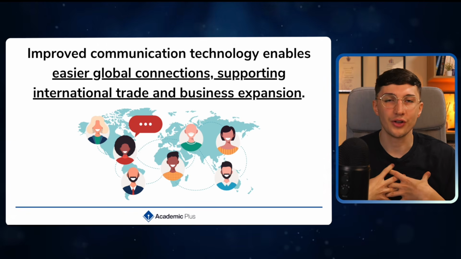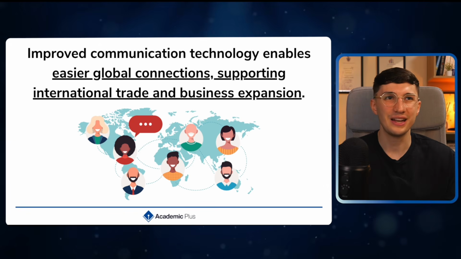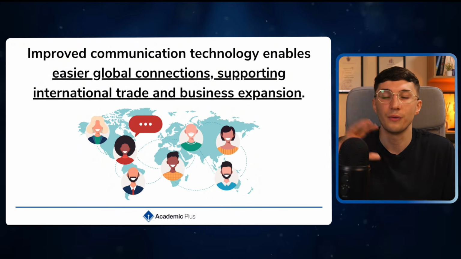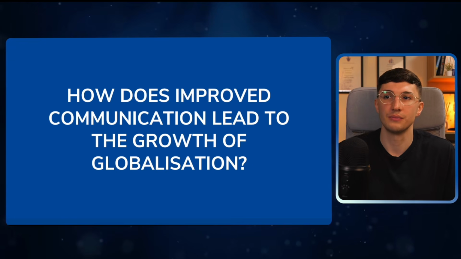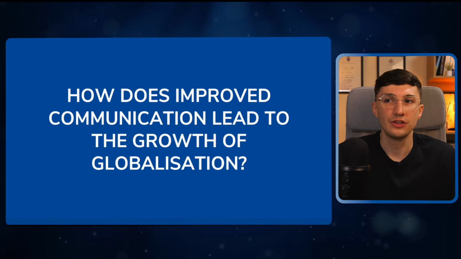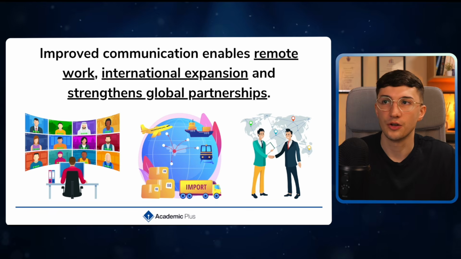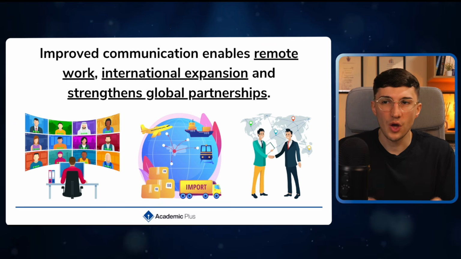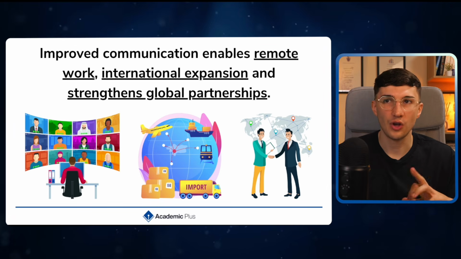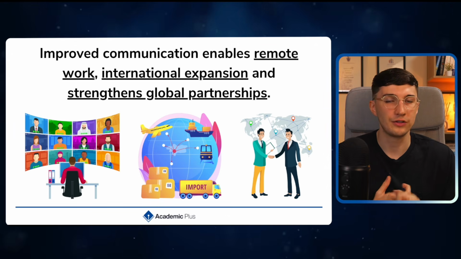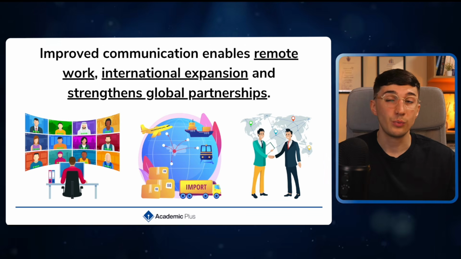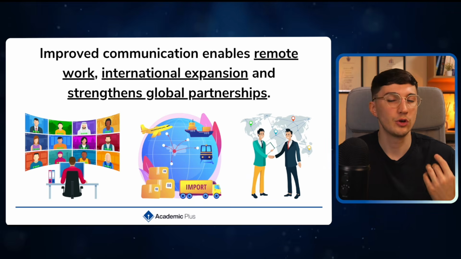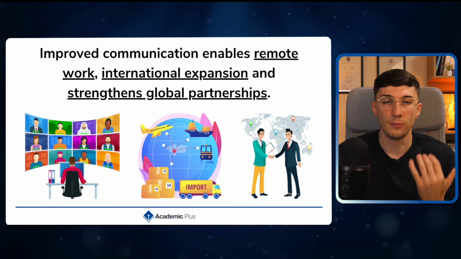And as well, if I'm an online service business, well, it's easy for me now to sell my services to people across the world, because they're able to do this through, obviously, the electronic communication systems. So how does improved communication then lead to the growth of globalization? Well, improved communication first of all enables more remote work, because even though I've got a UK business, I'm now able to offshore or outsource a lot of the operations of the company to other countries. And as we've already said, with international expansion, and of course it strengthens your global partnerships because you're able to communicate with them a lot more efficiently.